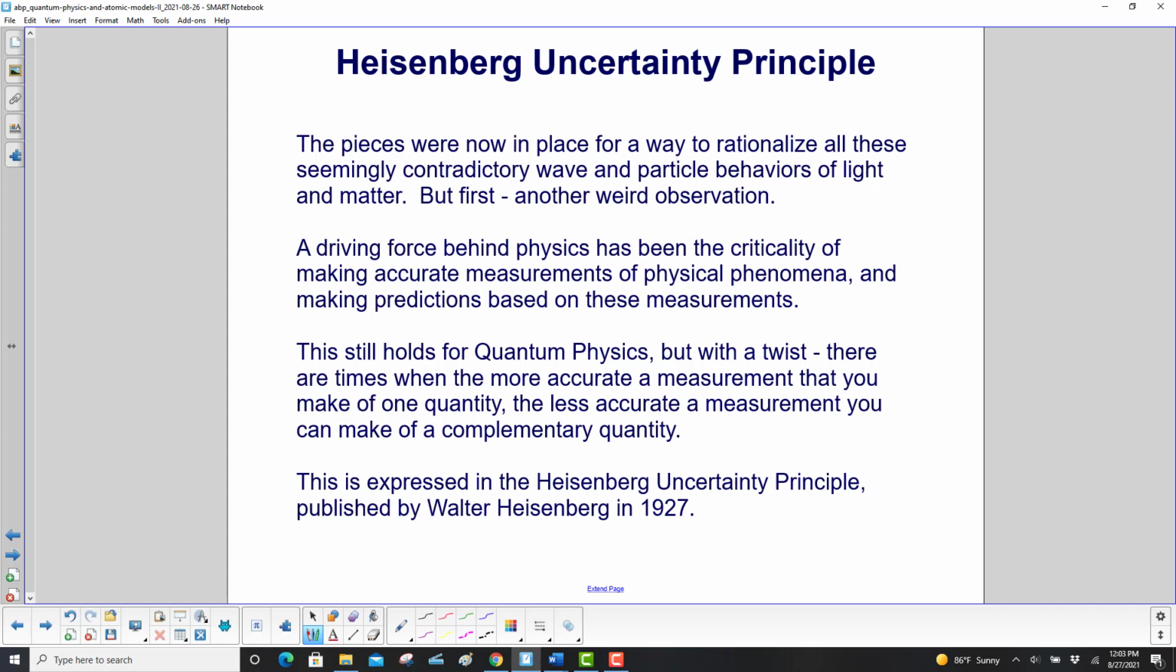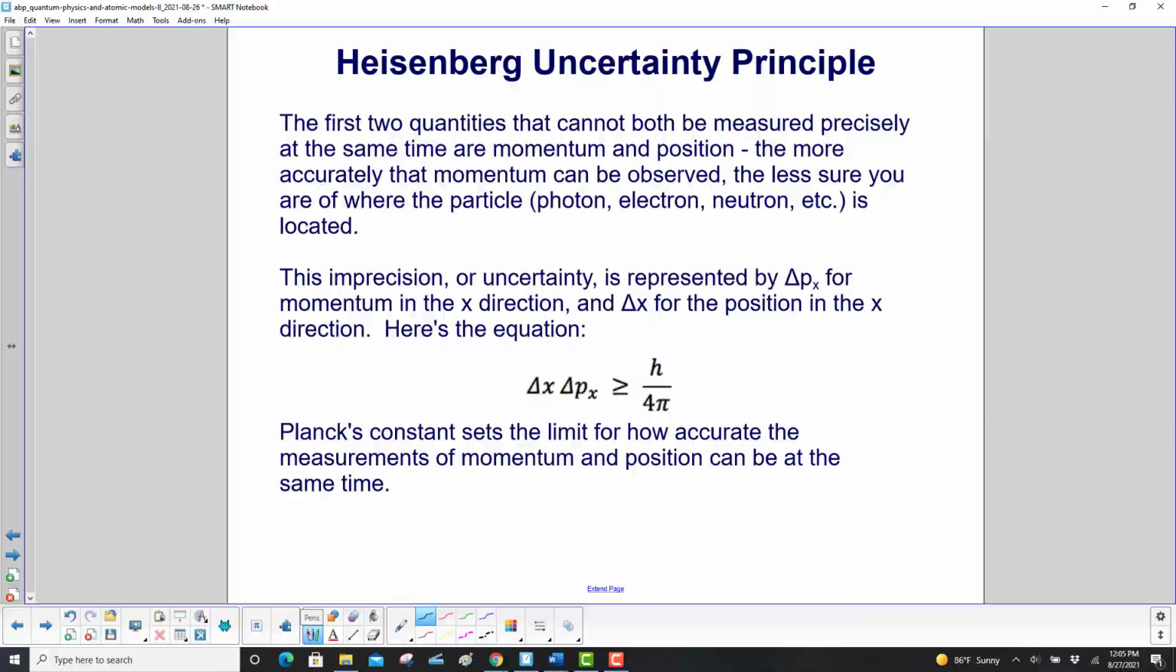There are times when the more accurate a measurement that you make of one quantity, the less accurate a measurement you can make of a complementary quantity. This is expressed in the Heisenberg uncertainty principle published by Werner Heisenberg in 1927. The first two quantities that cannot both be measured precisely at the same time are momentum and position. The more accurately that momentum can be observed, the less sure you are of where the particle, whether it's a photon, electron, neutron, etc., is located.